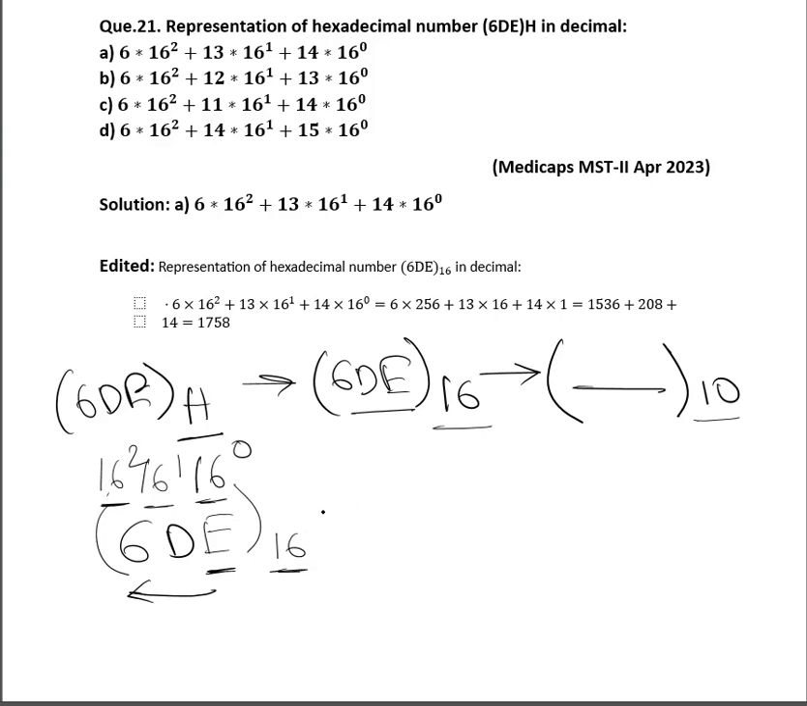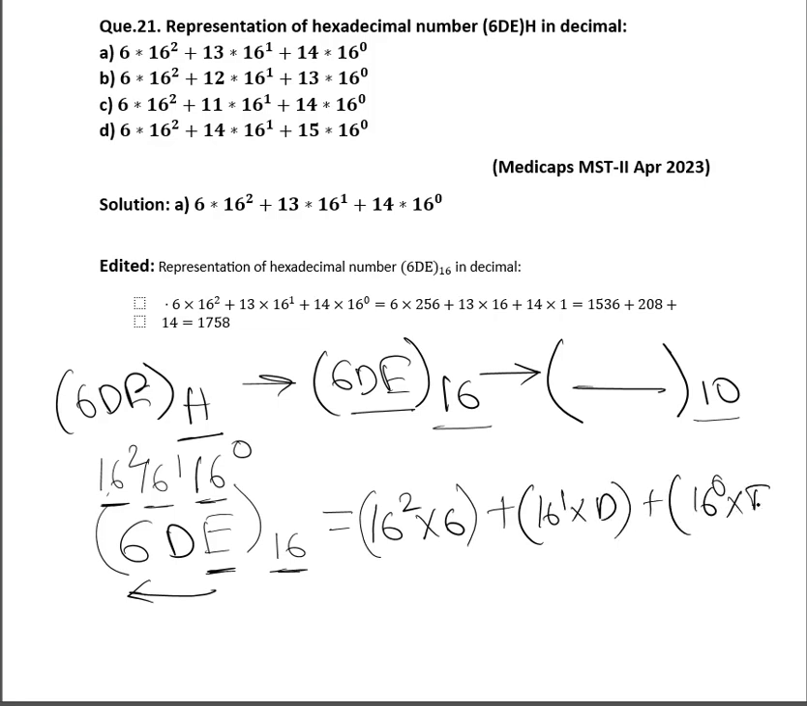So what do we need to do? We need to multiply the positional weight with the respective digit it is associated with, and then add those products together. So we will write 16 to the power 2 into 6 plus 16 to the power 1 into D plus 16 to the power 0 into E.